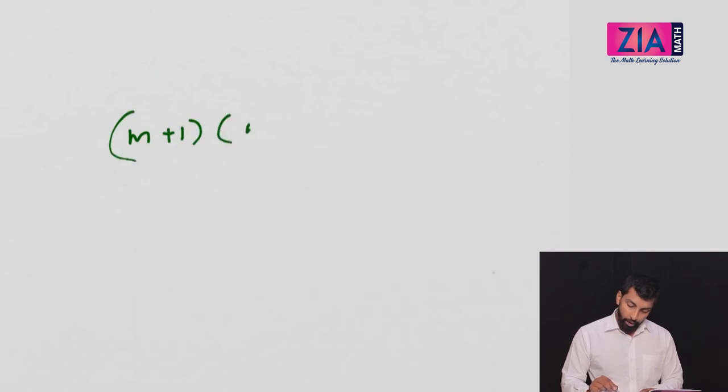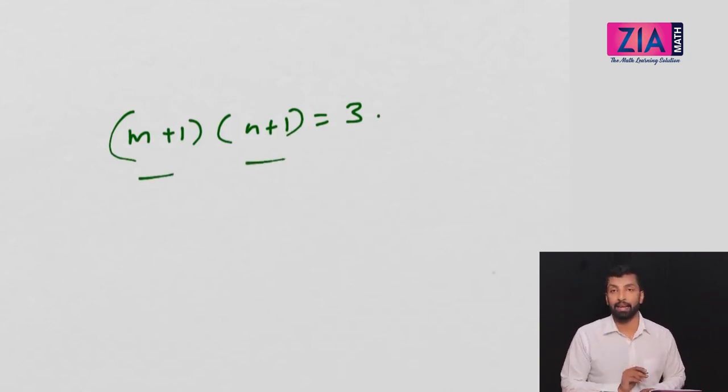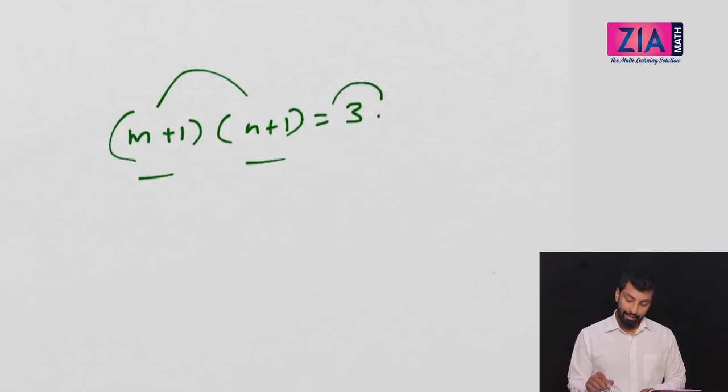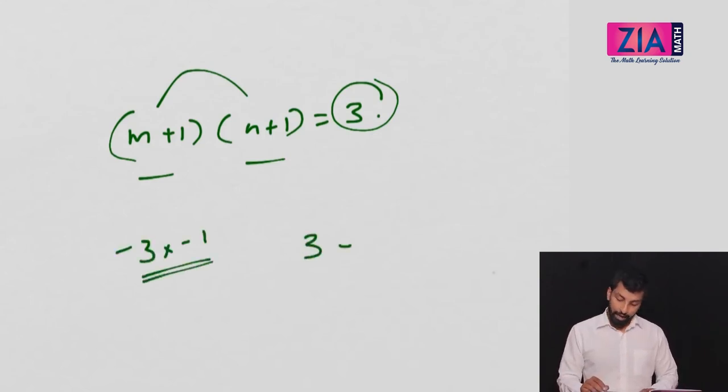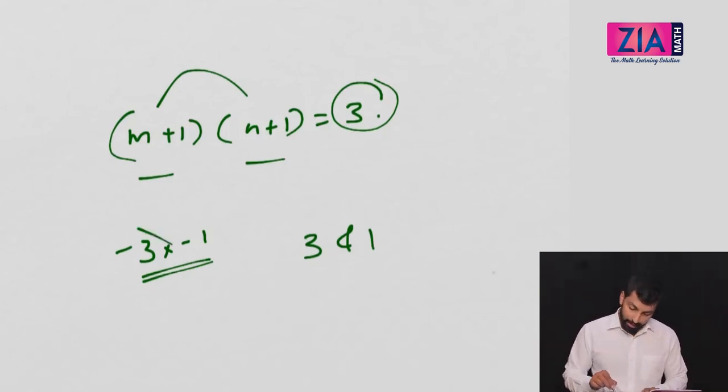It's actually (m+1)(n+1), the number of factors, which is equal to 3. Now we know m+1 and n+1 have to be integral values, right? So when you multiply two numbers you are getting 3. Are there any integral values possible for this? Minus 3 and minus 1, or 3 and 1, will give you that. But the negative case is anyway not applicable. What if it is 3 and 1?